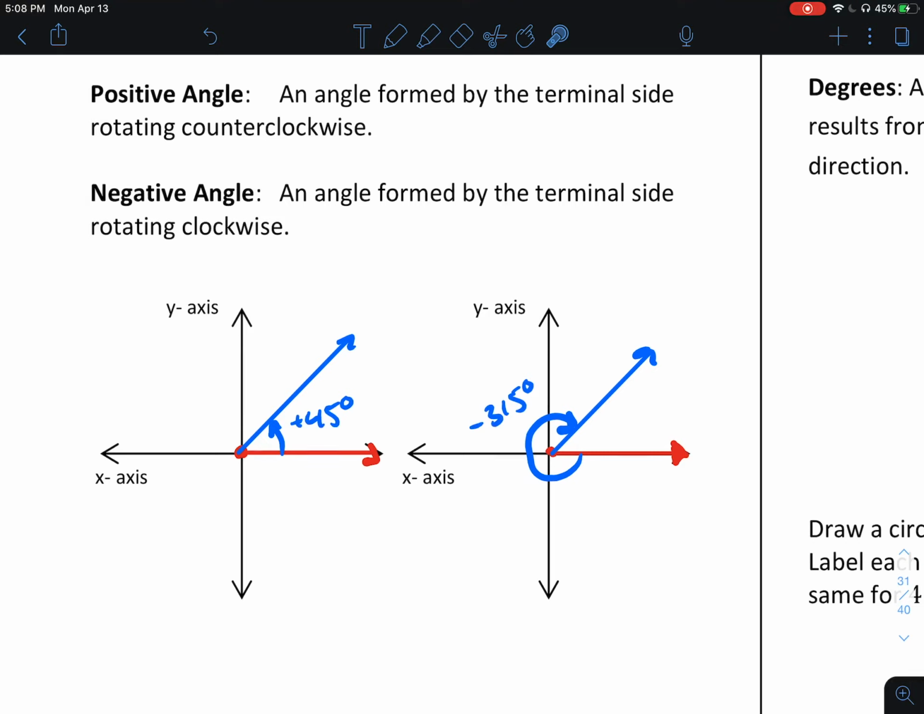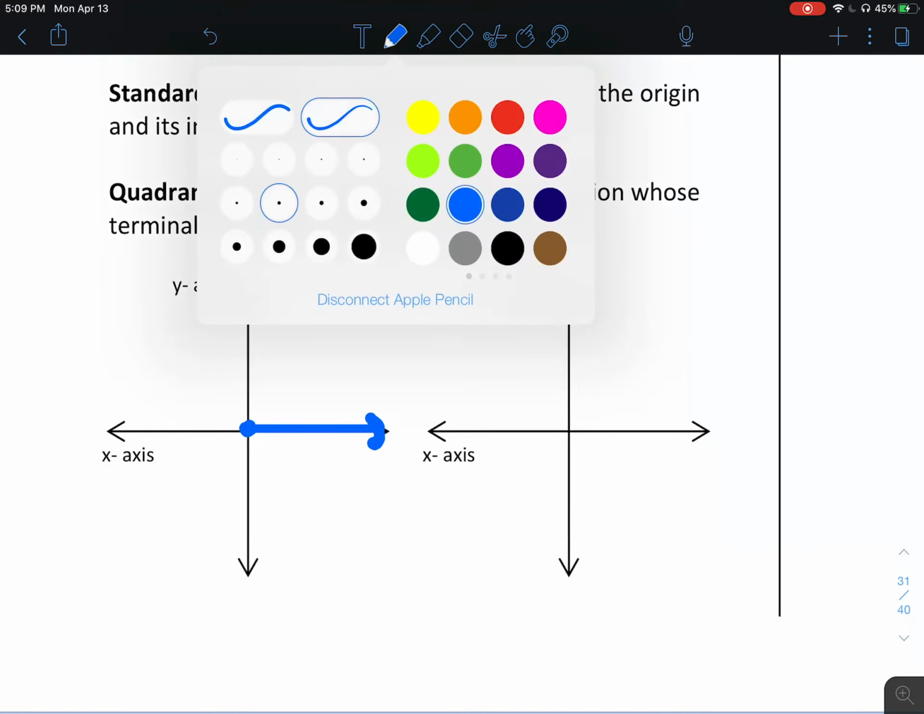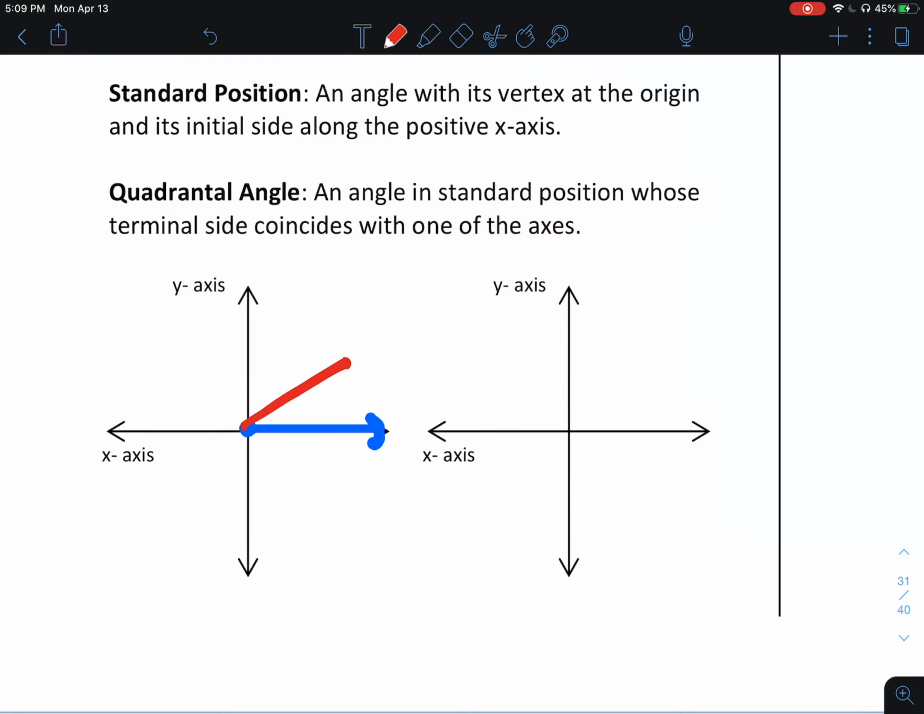Let's discuss standard position and quadrantal angles. Standard position: an angle with its vertex at the origin. So here's a vertex at the origin, and its initial side on the positive x-axis. That's why I've been drawing the initial side on the positive x-axis every time so far. That's standard position. The terminal side could be any place. It could fall in any position, and that's going to be standard position.